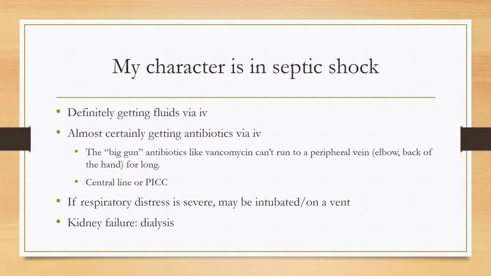So, your character's in septic shock. What is that going to look like? Well, from the definition, they're at least trying to get fluids into the person, so they're definitely getting those via IV. And that IV could be running to a peripheral vein, meaning the ones you usually see like in the back of the hand or maybe in the elbow. Elbow's terrible, that one pinches off all the time, so probably the back of the hand.